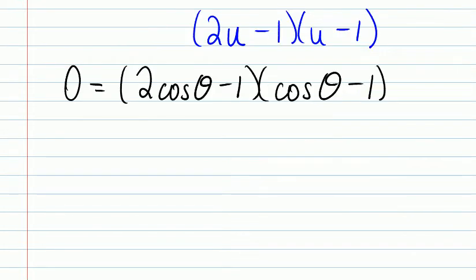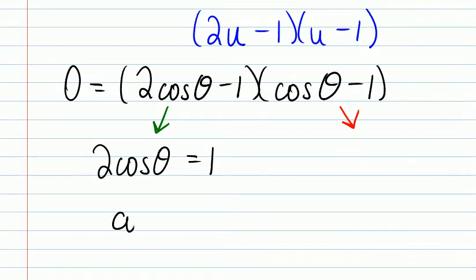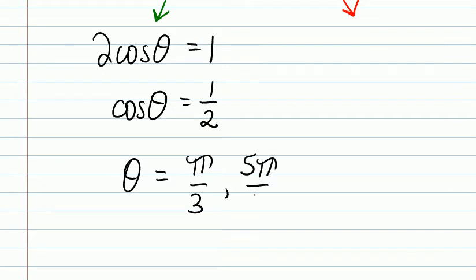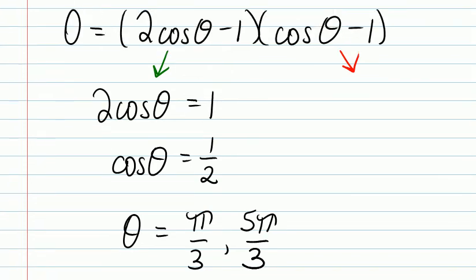Once again, let each of the two factors equal 0. So 2 cosine theta equals 1. Cosine theta equals 1/2. Cosine of theta is 1/2 at pi over 3, and again at 5 pi over 3. And our other factor was cosine theta equals 1. That happens exactly once at 0.